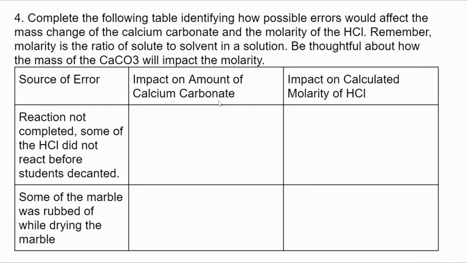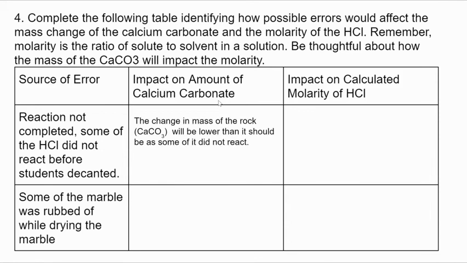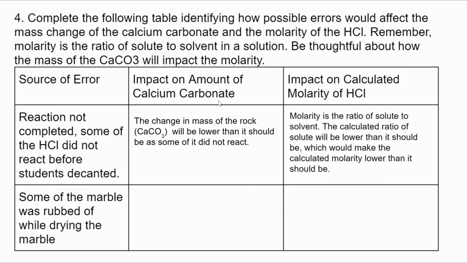If the reaction was not fully complete before we decanted, we would know that the mass of the calcium carbonate did not have as big of a change as it should have. So the change in the mass of the calcium carbonate would be lower than it should be because some of it did not react. And if we have a lower start to our stoichiometry, a smaller mass value for our calcium carbonate, we'll get a smaller value in terms of the moles of HCl that reacted, and that would give us a calculated molarity that's lower than it should be.